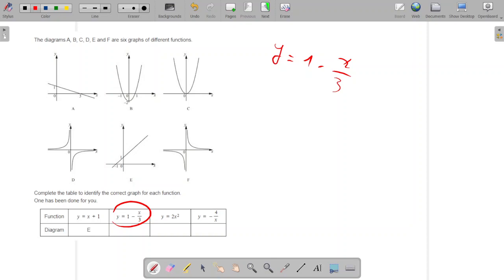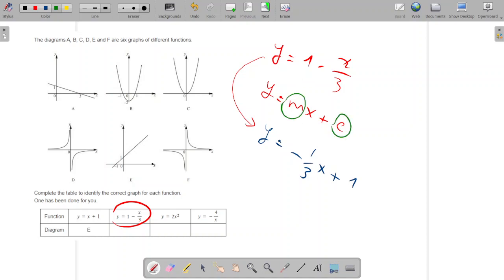From our study, we understand that this is actually an equation of a straight line. We know that any straight line equation could be written as y equal mx plus c. So you can reconstruct this equation as y equal minus a third x plus 1. Why do that? So you make it easy to interpret the y-intercept and the gradient. I know that the gradient of this one is minus a third, and the y-intercept is equal to 1.